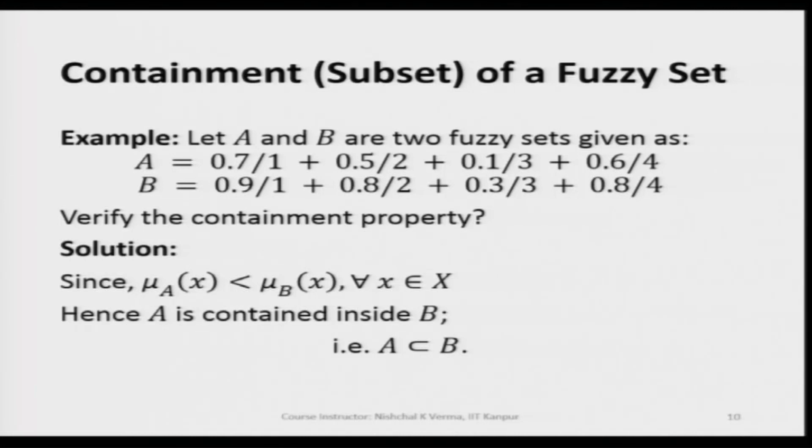So, let us now take an example to understand the containment or the subset of a fuzzy set better. In this example we have two discrete fuzzy sets. The first fuzzy set is A and the second fuzzy set is B. We have the generic variable values 1, 2, 3, 4 and their corresponding membership values. In both the fuzzy sets we have the same generic variable values 1, 2, 3, 4, but the membership values are different.